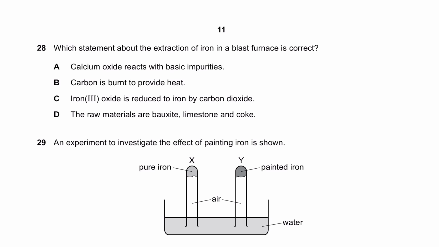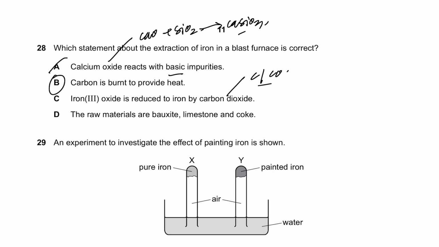Calcium oxide reacts with basic impurities. No, it reacts with acidic impurities like silicon dioxide, which is sand, and it removes it by forming calcium silicate, right? So that's what it does, not with basic impurities, with acidic impurities. Carbon is burnt to provide heat. Yes, we've done that. It does. Iron oxide is reduced by iron. It's reduced to iron by carbon dioxide. No, it's reduced to iron by carbon or carbon monoxide. Carbon monoxide is actually formed, right? So Fe2O3 plus carbon or carbon monoxide gives you iron plus carbon dioxide, right?